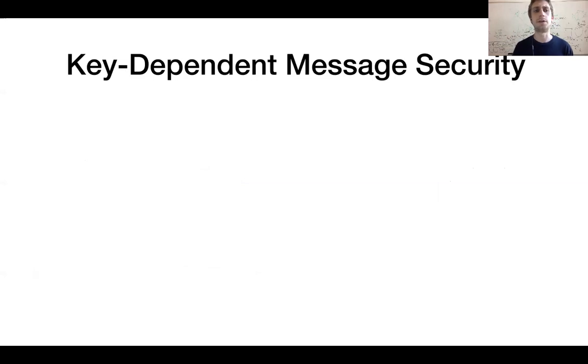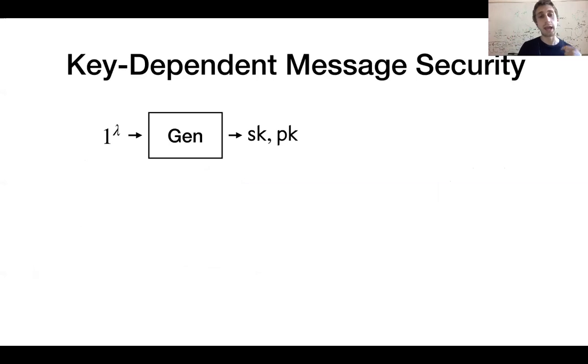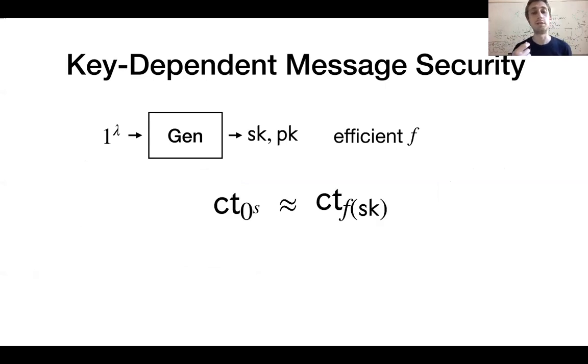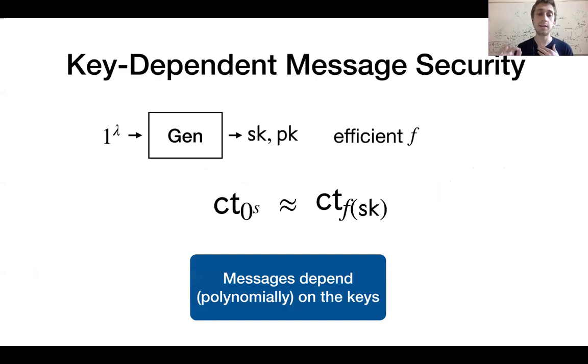You can even push this further to what's called key-dependent message security, or KDM security, where again you sample a secret key and public key pair, and you consider any efficient function f and require that encryptions of an all zero string are indistinguishable from encryptions of this function f applied to the secret key. The key thing here is that the messages are allowed to depend polynomially on the keys in some arbitrary way. Since this allows for any efficient f, it also implies normal semantic security if f is just independent of the secret key.